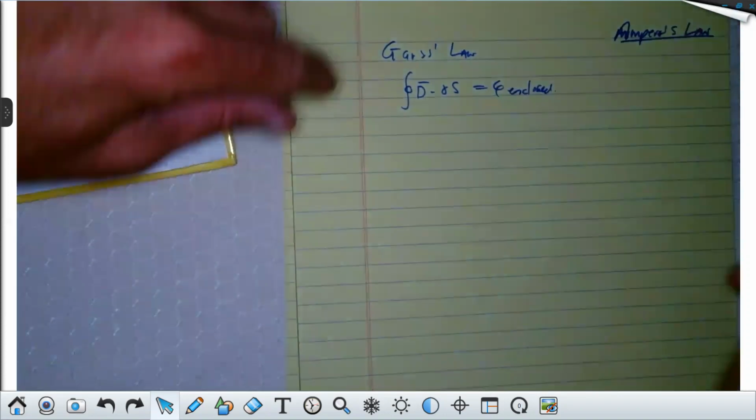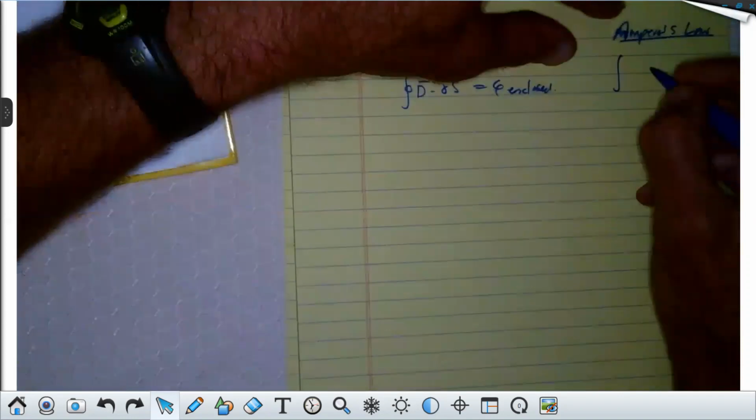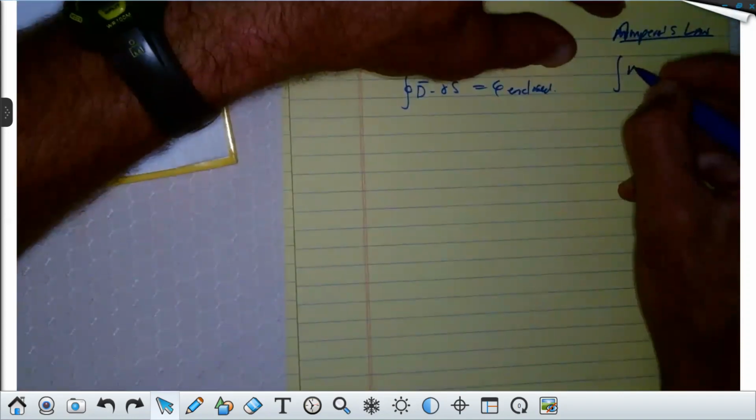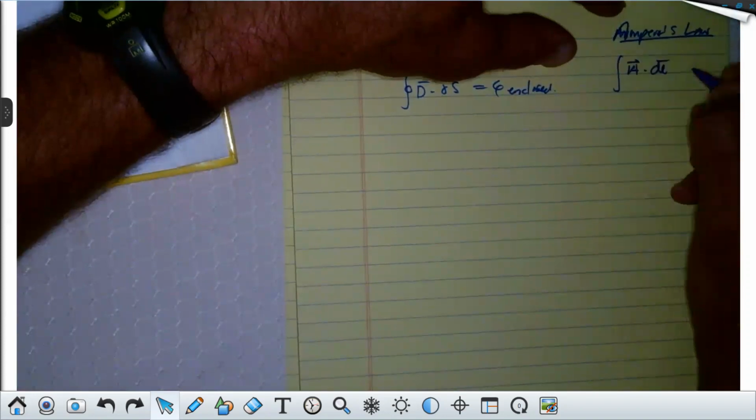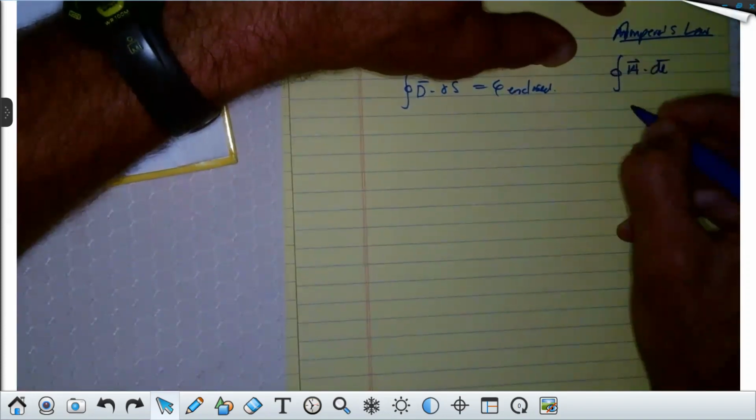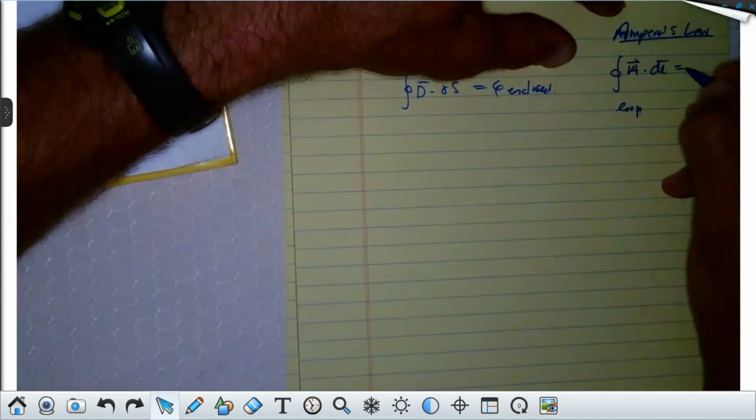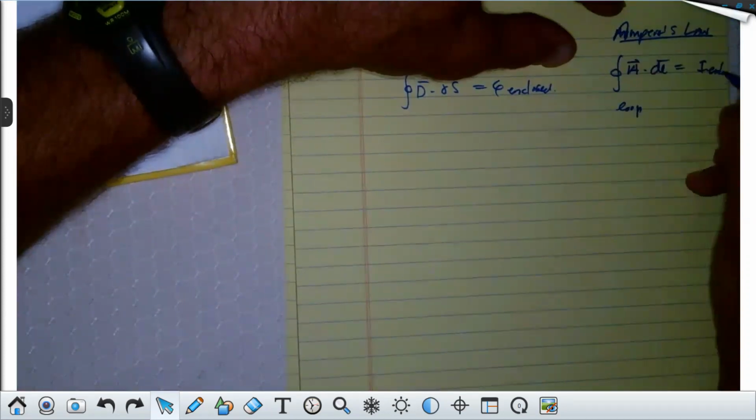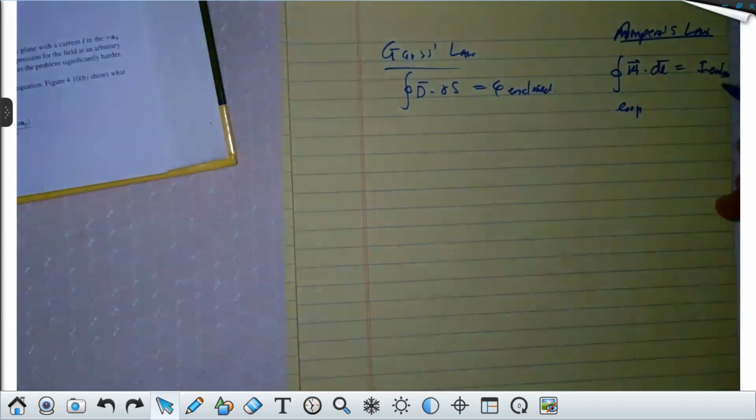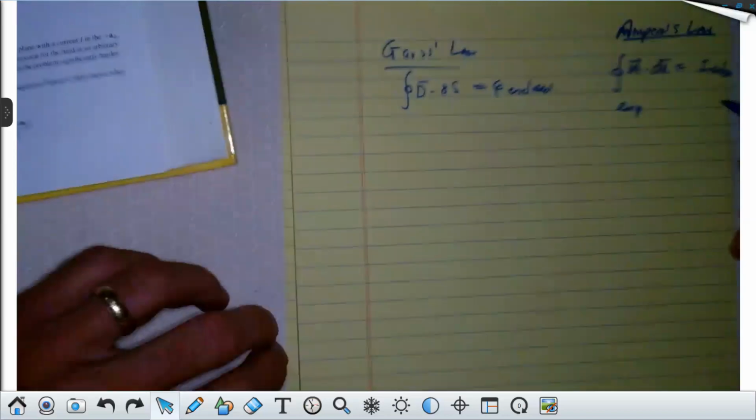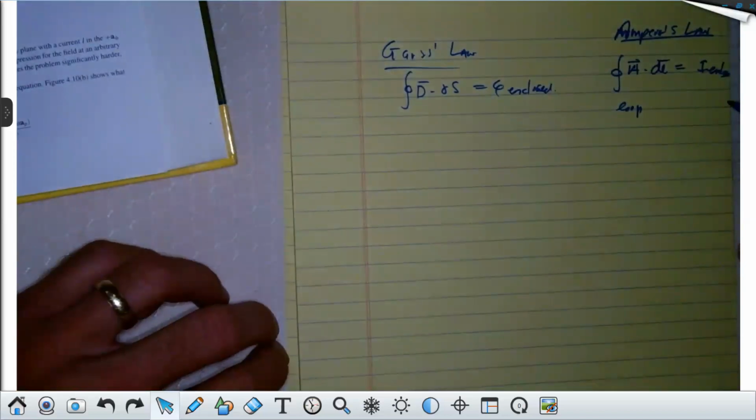Now, Ampere's law states the integral of H dot dl over a closed loop is equal to the I enclosed. And this one takes a little more time to get to.